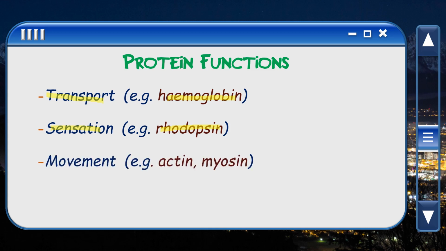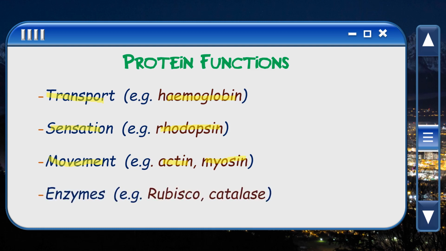We have other proteins which are involved in movement. For example, in the muscles, we have the actin fibers and the myosin fibers. Those are for locomotion. Then we have others that form enzymes. These ones include, for example, Rubisco, catalase, amylase, and very many other enzymes. So that one is also another function of proteins.